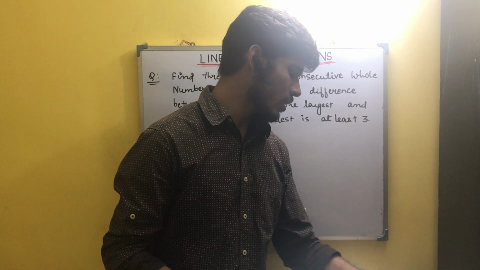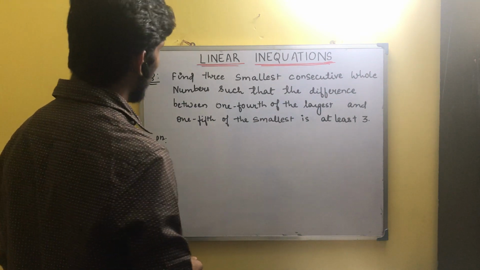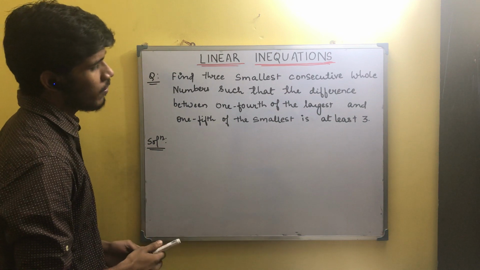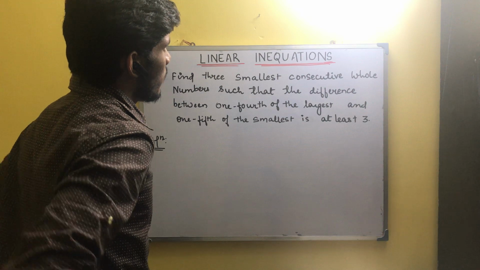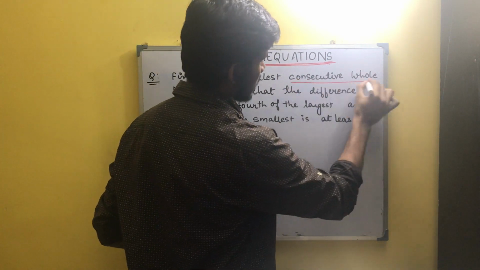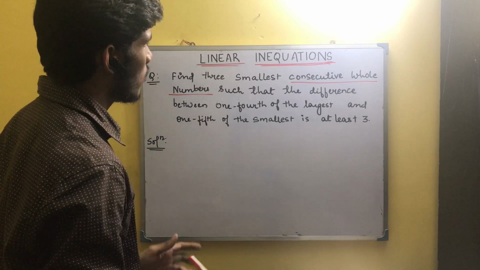Now what is the question given? The question given is find three smallest consecutive whole numbers such that the difference between 1/4 of the largest and 1/5 of the smallest is at least 3. Now what does it mean? It means we need to find three consecutive whole numbers. This is an important line that gives some information about what to do.